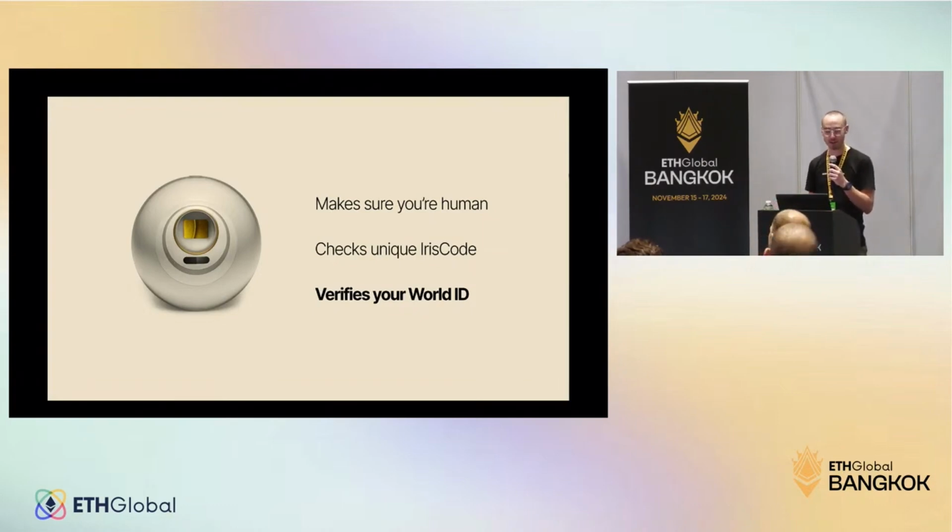But once we know that iris code is unique, your World ID gets verified. And your World ID is essentially just a key pair in World app on your phone. Verifying it means that the public key goes into a Merkle tree on Ethereum mainnet. It's essentially just the list of verified World IDs.